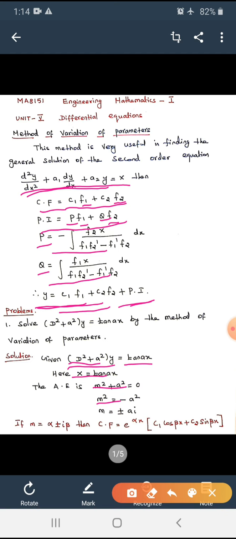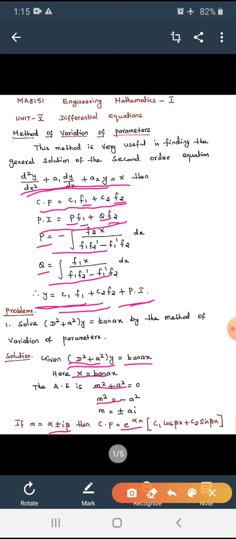If it is m square is a square, we can write plus or minus a. If it is minus a square, we have to write plus or minus ai. We know that if the roots are of the form alpha plus or minus i beta, then the complementary function will be e power alpha x into c1 cos beta x plus c2 sin beta x. This is the complementary function form for the imaginary roots. It is of the form alpha plus or minus i beta.